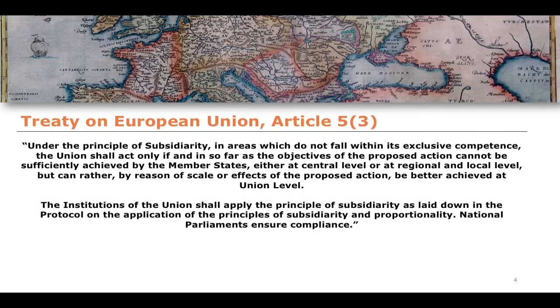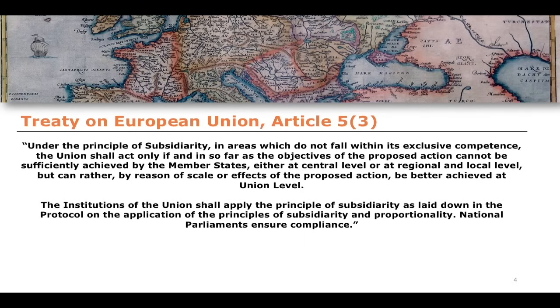It goes on to say that the institutions of the Union shall apply the principle of subsidiarity as laid down in the Protocol on the application of the principles of subsidiarity and proportionality. National parliaments ensure compliance. So really it is the first part of this passage that is the most important for us to examine and to get an understanding of what subsidiarity means. It is saying here that in areas where there is not exclusive competence, so where the European Union does not have the remit to regulate certain policies, the Union can still act if the proposed action cannot be sufficiently achieved by a member state.